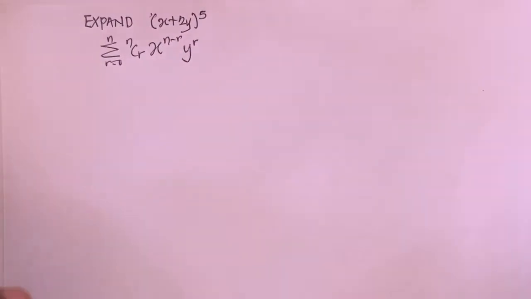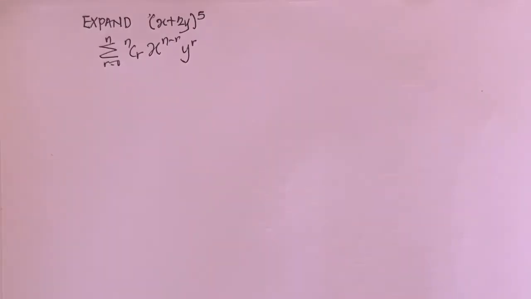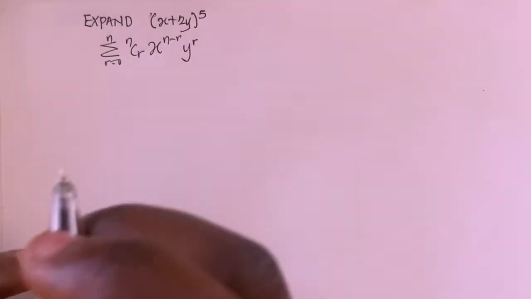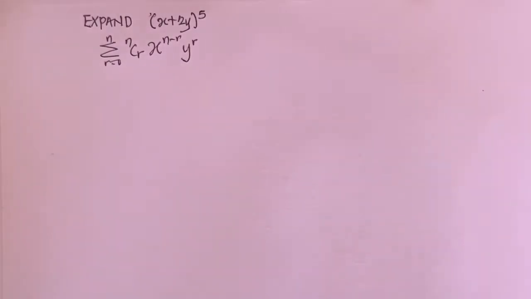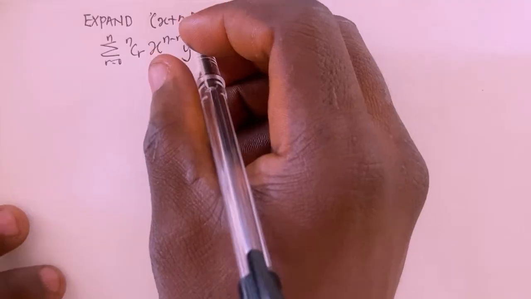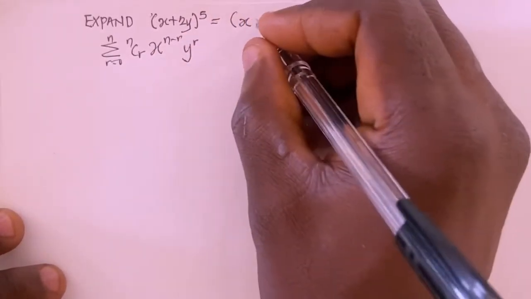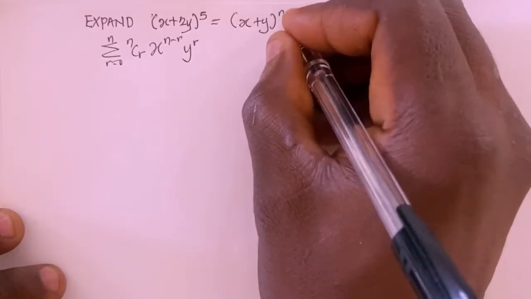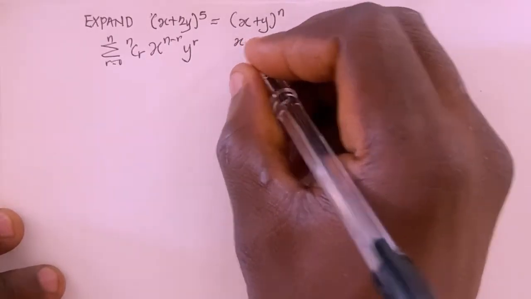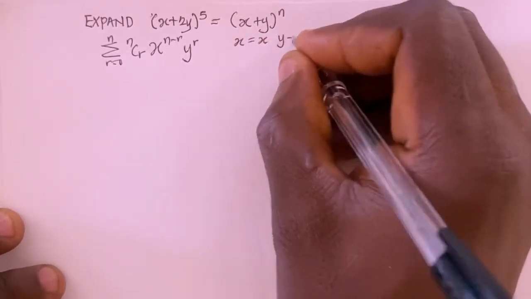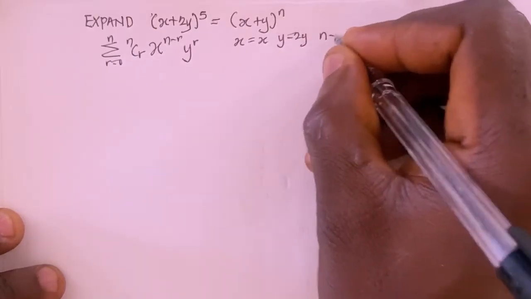So that's just it. Now, in order for you guys to understand this better, I'm going to take it step by step. I'm going to write this as the same thing as (x + y) all raised to the power n. The value of x here is x, y is 2y, and n is 5.